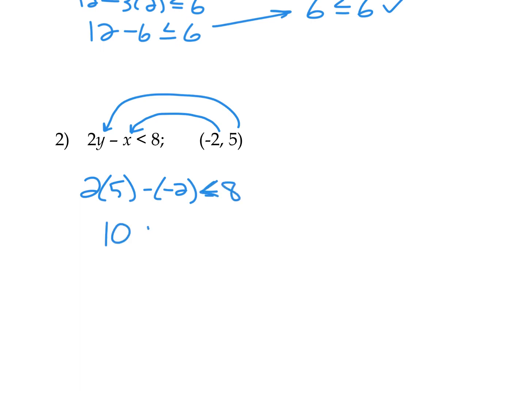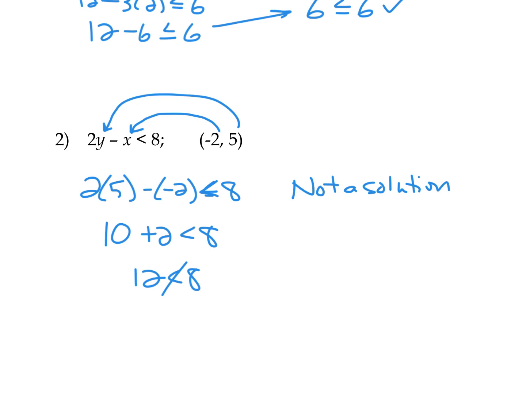So I have 10 plus 2 is less than 8. Okay, 10 plus 2, which is 12, is less than 8. That is not true, so that is not a solution. That point, negative 2 comma 5, is not a solution for the inequality 2y minus x is less than 8. So again, plug in the values x comma y for the x and the y, and see if it makes the statement true.